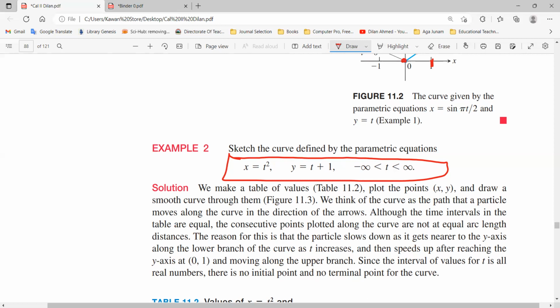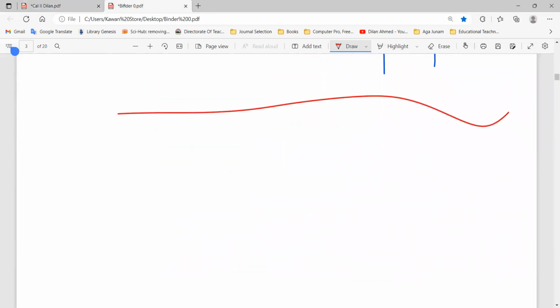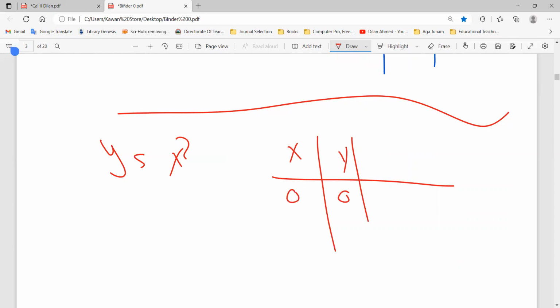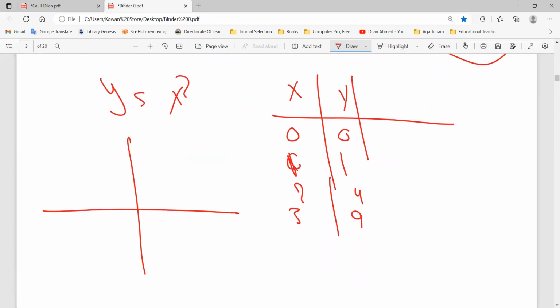No. Because, for example, for x squared, how many points do you need to take? Let's just review grade 8. When you see y equal to x squared and you substitute the points, x and y, you get (0, 0), (1, 1), (2, 4), (3, 9), right? Then you sketch the points.